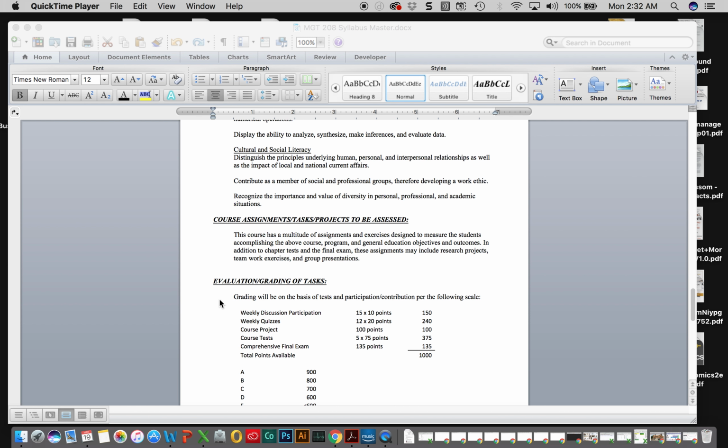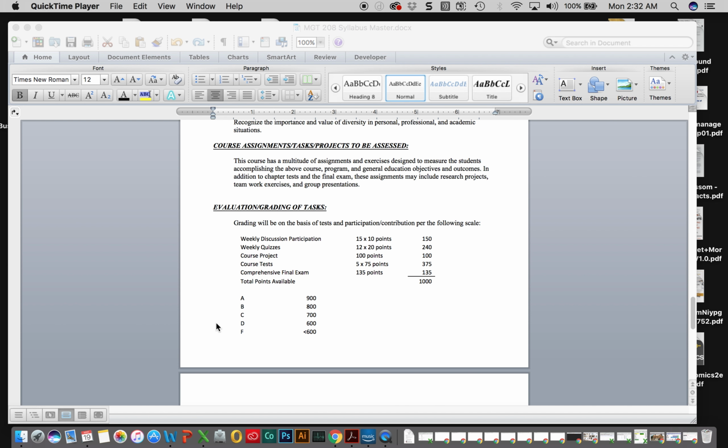Okay, let's skip down to evaluation, grading, and tasks. This is the breakdown of how everything will be. First one is weekly discussion participation. There will be 15 of these throughout the course. Some of them, I believe that the course introduction counts into this. There is a discussion over the midterm proposal. There's one for that as well. Each one of these is worth 10 points.